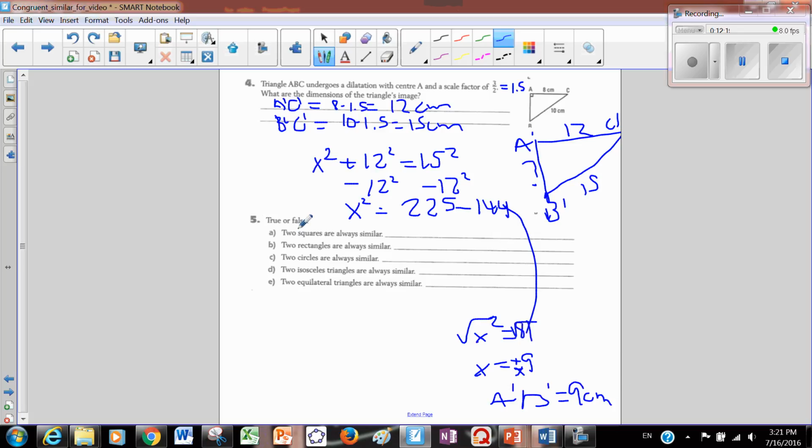True or false? Two squares are always similar. Do they have the same angles? Yes. Do the sides get bigger, smaller? Yes. So for this one, it would be true.